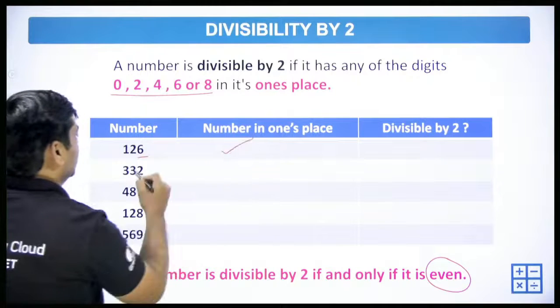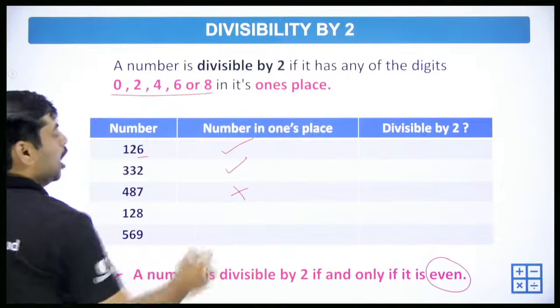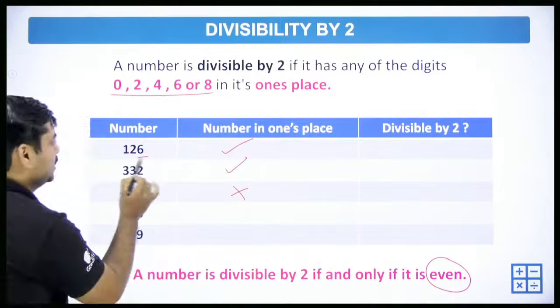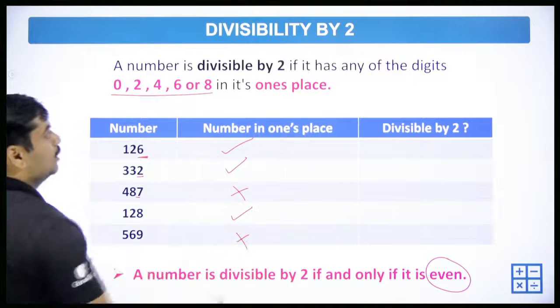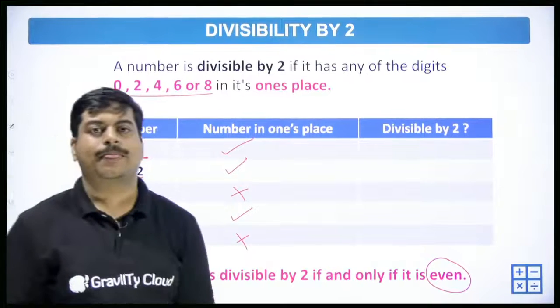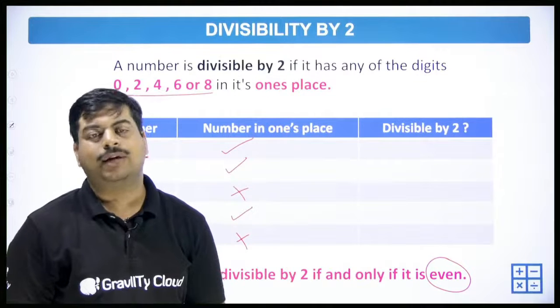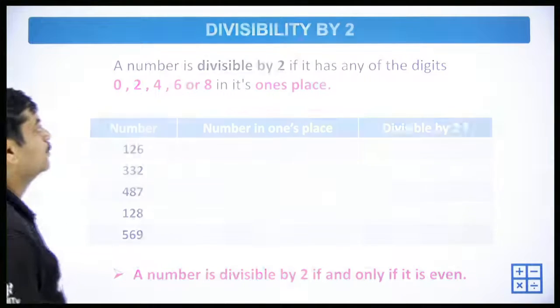Even number, yes. Odd, no. How can I say even or odd? With the last digit. 2, yes. 7, no. 8, yes. 9, no. So all these numbers are divisible by 2, right? In the same way, let's move on to the next rule.